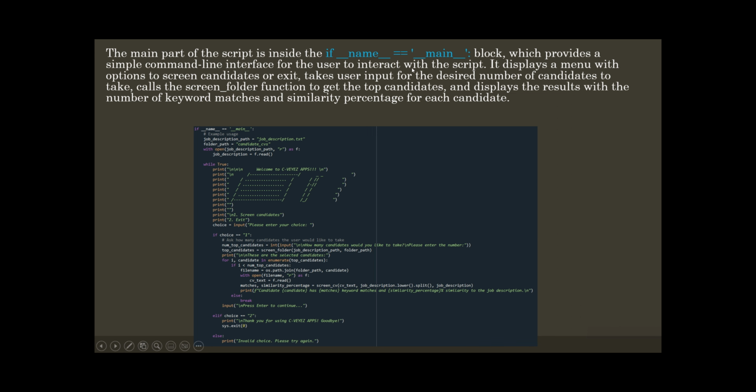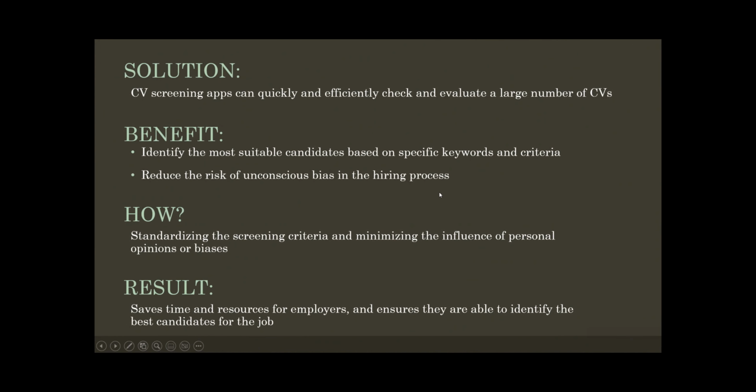In other words, we can call this the main function, where I only use the main block. It provides a simple command line interface, which makes it easy for the user to interact with the script. It displays a menu with options to screen the candidates or to exit. It also lets users enter the desired number of candidates and calls the screen folder function from before to get the top candidates, then displays the results with the number of keyword matches and similarity percentage of each candidate. So this is how it works.